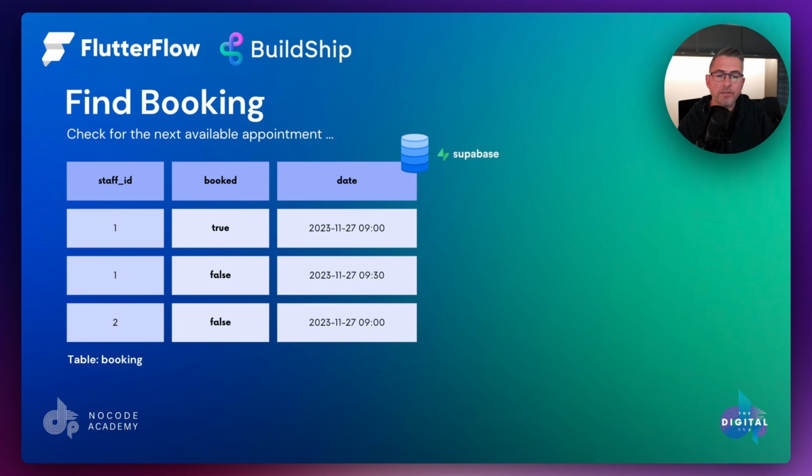So you can see here that Katie, which is staff ID 1, is currently booked for 9 o'clock in the morning. So that's not an appointment that we would be interested in if we're trying to find the next available appointment. Of course, you can see in this particular example that Katie is next available at 9:30. So that's the one that we are looking for inside our application. It's a very, very simple scenario, but let's now move back over to BuildShip and work through the workflow to get hold of that availability so we can return it back to our application.